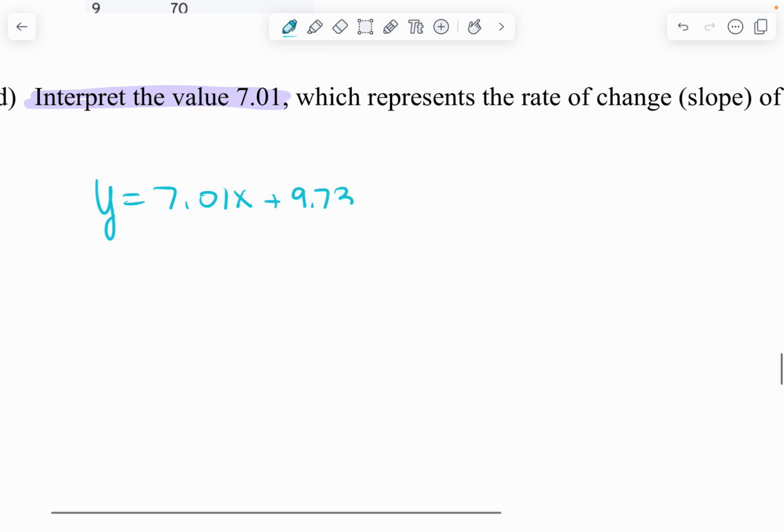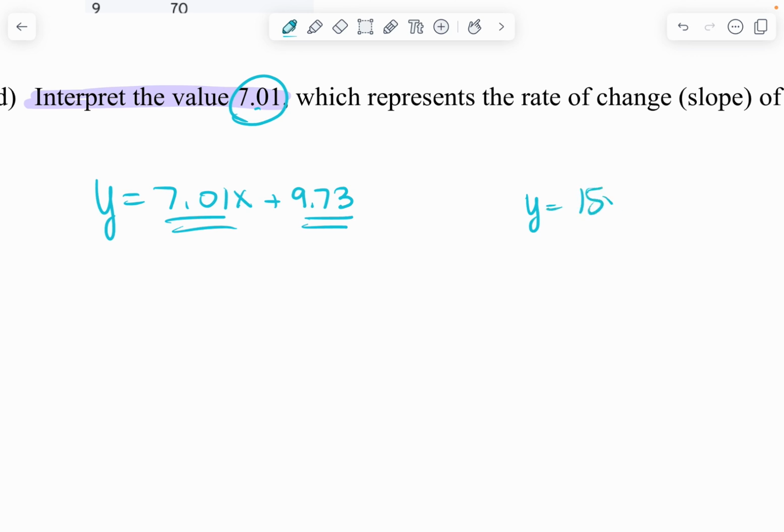And then someone's going to ask you how to interpret that value, and they're going to give you one of these numbers. Your job is to explain one of the numbers, and those two numbers are not related. 7.01 doesn't have anything to do with 973. If I give you y equals 15x plus 3, 3 is how much money you have in the bank, 15 is how much you're going to get. If I have $3 in the bank, I have no idea. This could be any number. So those two numbers are unrelated. Don't get confused that they somehow work together, because they're totally separate.